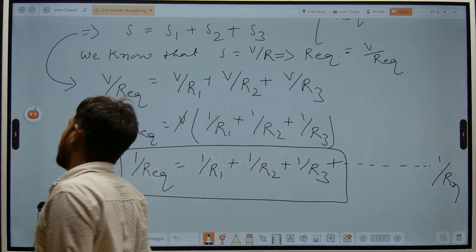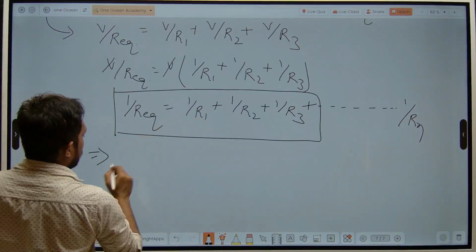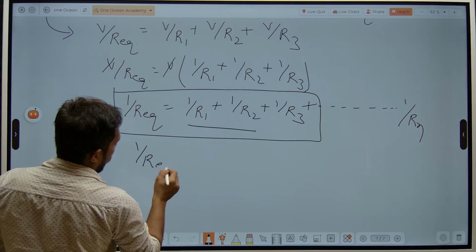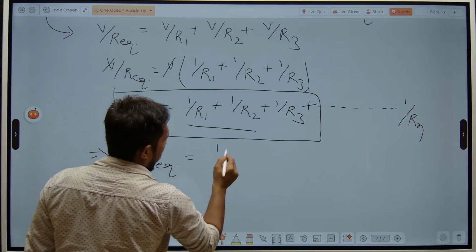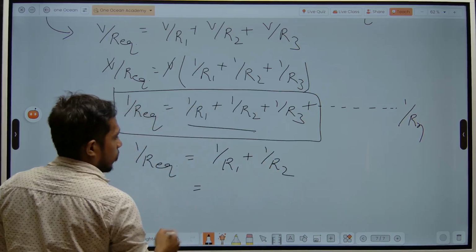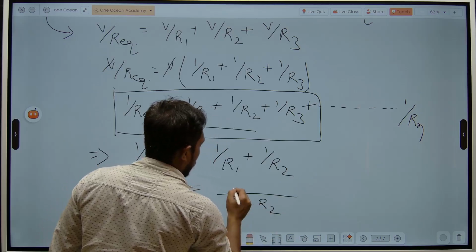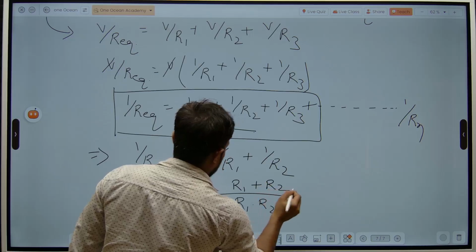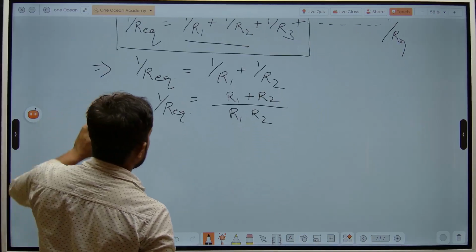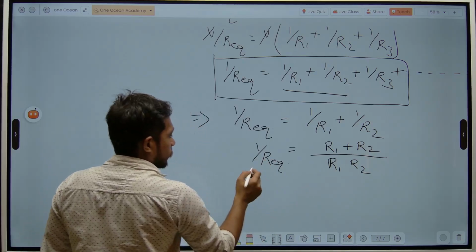Now, let us make it simple for only two resistors. So, it becomes what? 1 upon R equivalent is equal to 1 upon R1 plus 1 upon R2. Now, taking the LCM of the given factors, R1 into R2, and R1 plus R2 is equal to what? 1 upon R equivalent. Now, after reversing it, it becomes what?